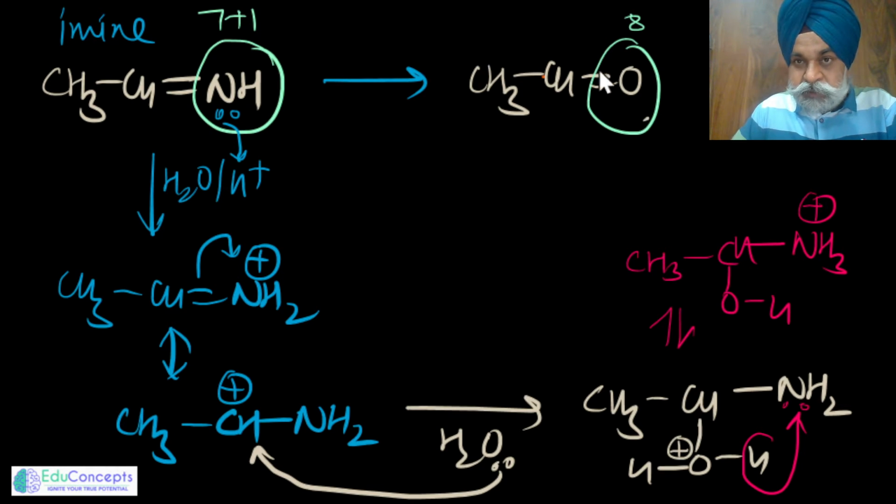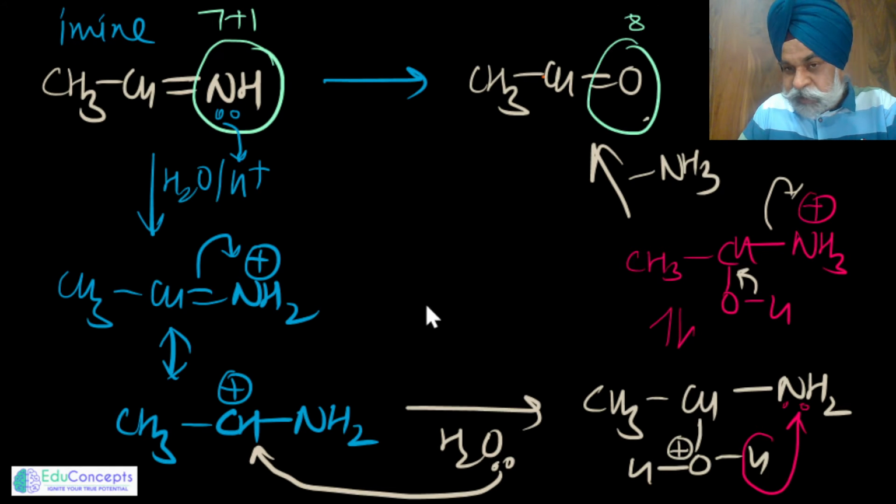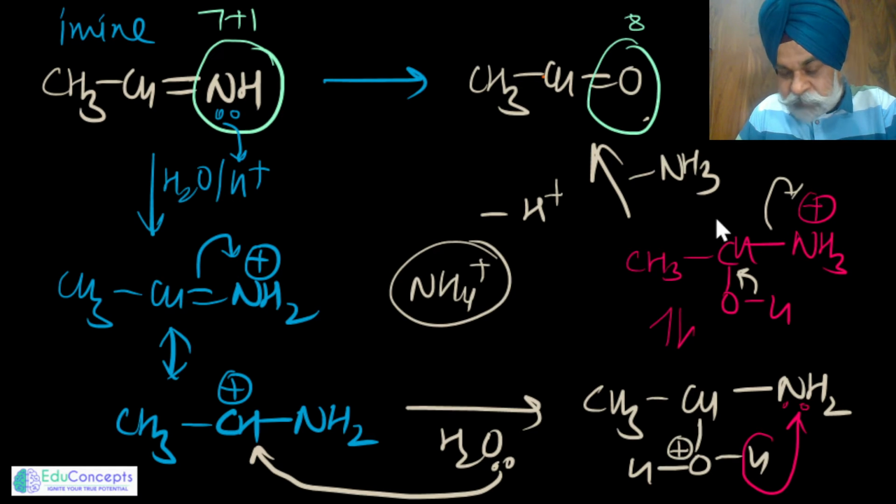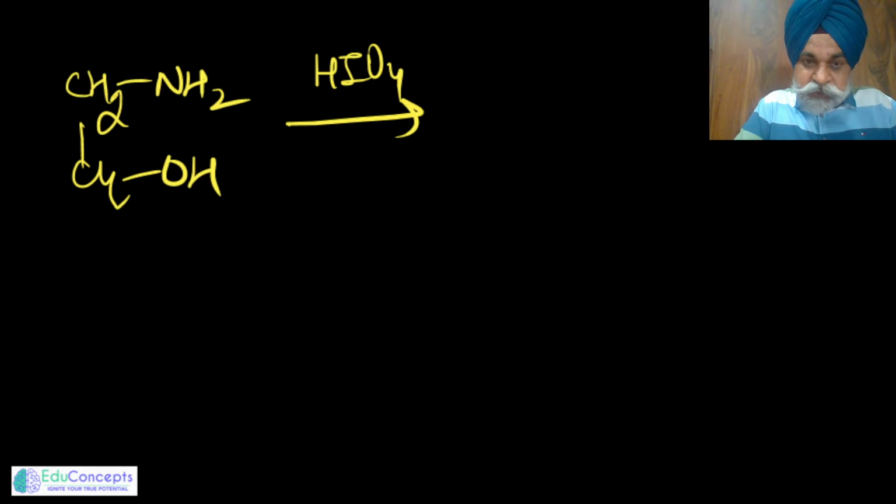Now this bond would go here to create a double bond, and NH3 would go out of the system. The H positive which you added comes out, or goes with NH3 to form ammonium ion that is water soluble and would go out of the system. So this is the way you always have to remember that imine would convert into aldehyde.